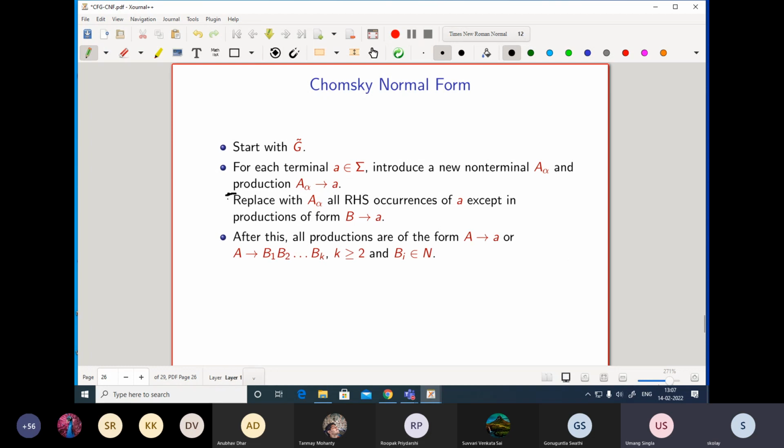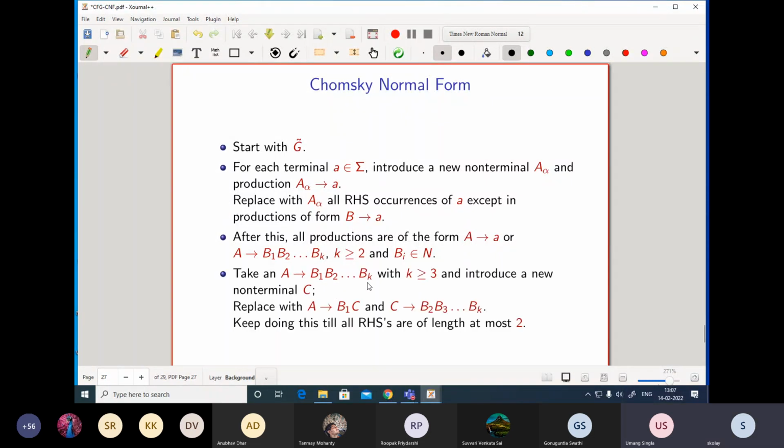After this kind of exhaustive replacement, all productions will be of the form either A going to a or A going to a string of non-terminals. This will come from N star. There will be no terminals on the right hand side. Either there will be a single terminal or there will be no terminals on the right hand side. Now, these are allowed, these are fine for us.